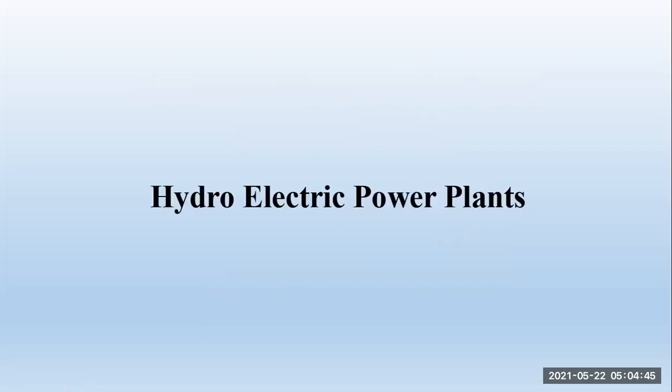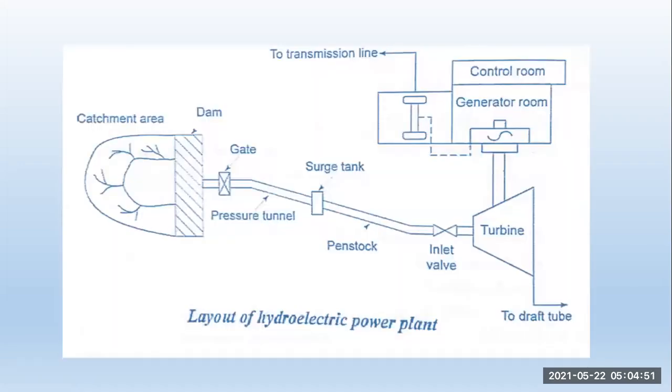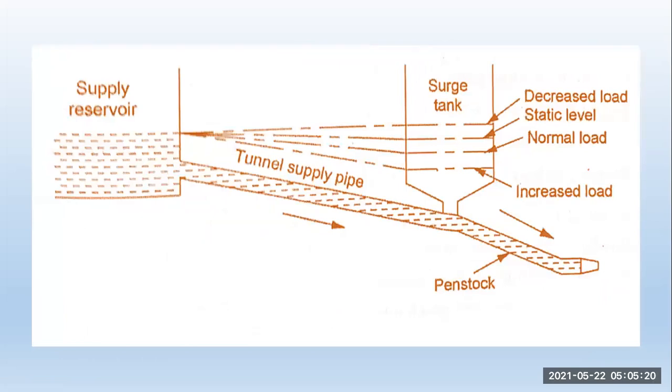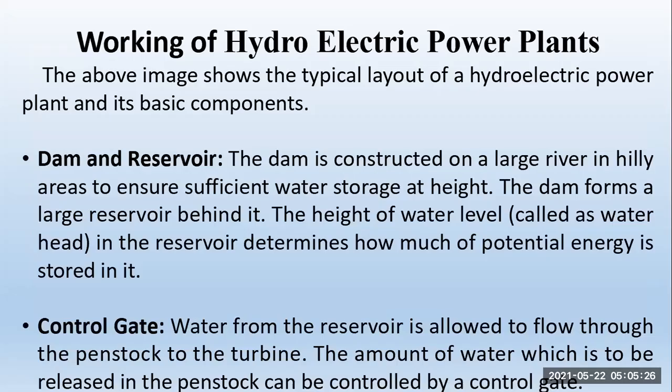Today we are going to discuss hydroelectric power plants. This is a layout of a hydroelectric power plant. Important components of a hydroelectric power plant: dam, pressure tunnel, penstock, turbine, generator room. This is another figure. Working of hydroelectric power plants.